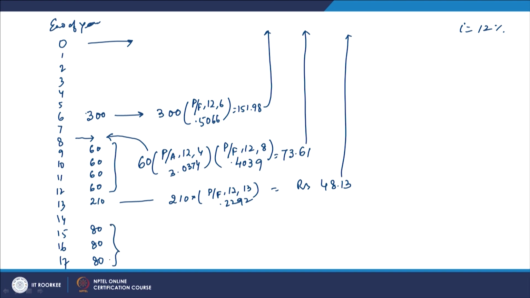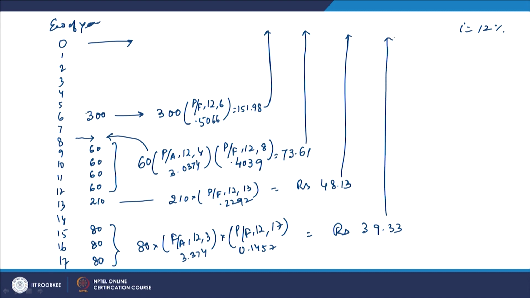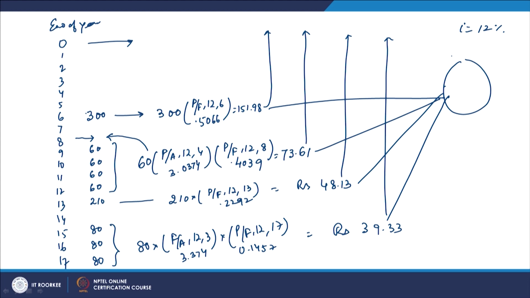Then for these 3 values, again you have to calculate. Here we can get P by A and then calculate by P by F, or you can get F by A. So, 80 will be multiplied with F by A, which occurs 3 times, so F by A 12 3. It is defined at time 17, then you have P by F 12 17. If you refer to the table, it will be 3.374, and this will be 0.1457. So, it will come as rupees 39.33, and this is again at this point. Basically, you are going to add these 4 values, and it comes to around rupees 313.05. So, this is the present value, the equivalent value of the particular cash flow.